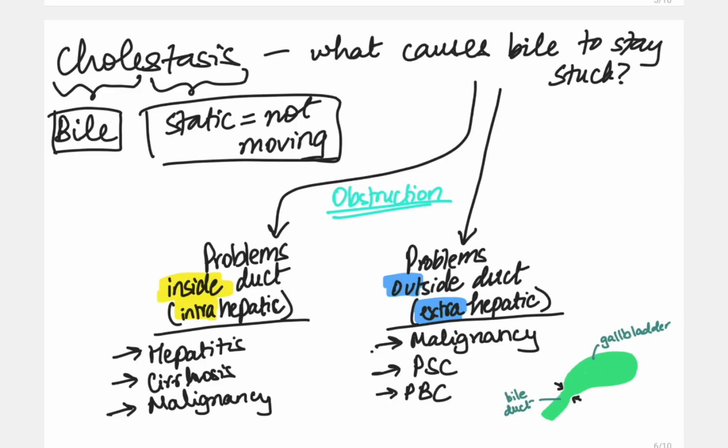PSC, which is primary sclerosing cholangitis, an image of which can be seen here. So essentially the bile duct itself gets squeezed in on, essentially preventing bile from exiting the gallbladder. And then you've got primary biliary cholangitis as well.